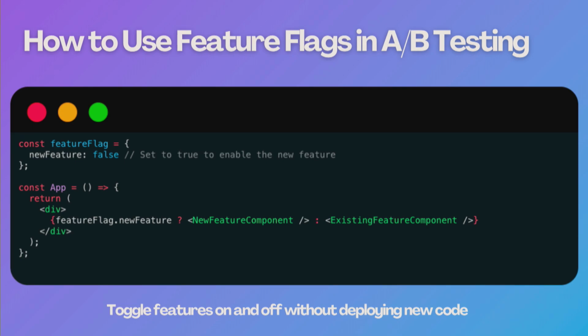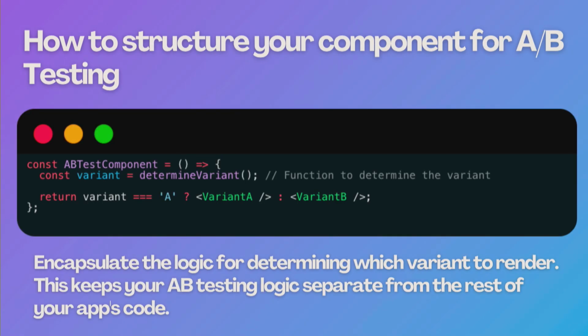The next thing which we can do is to use feature flags in A/B testing, and this allows us to enable and disable features without deploying new code. Here we have a new feature flag, which initially is set to false. And if we want to enable or disable the new feature, we just have to change the value to true. And this is how we can do it with feature flags in A/B testing.